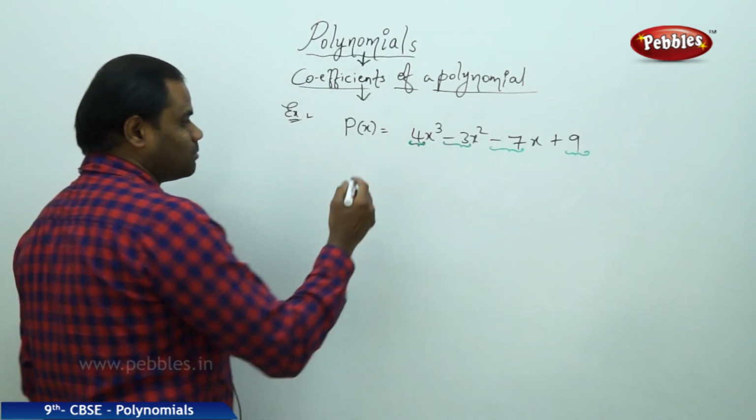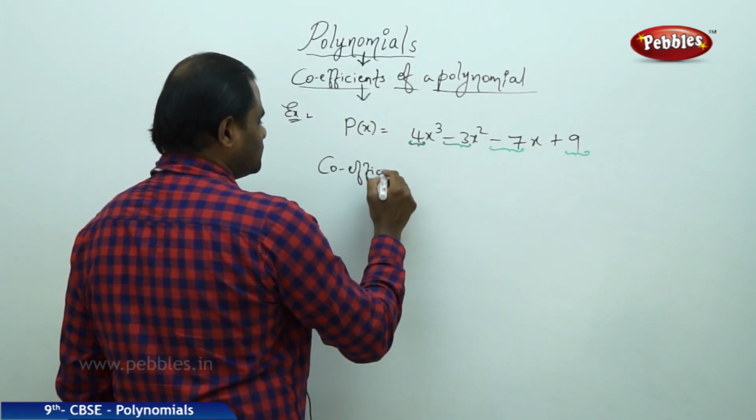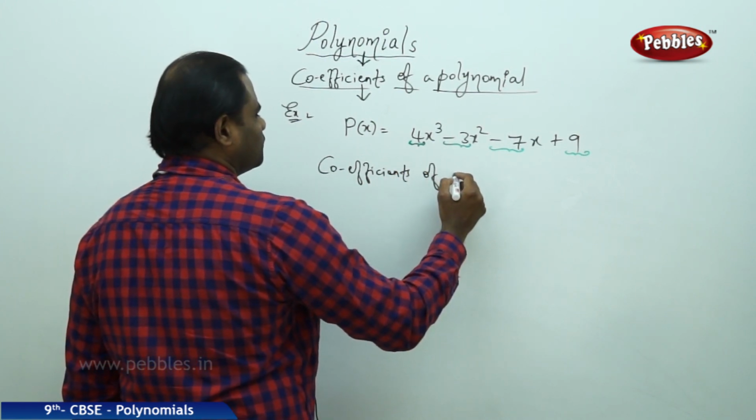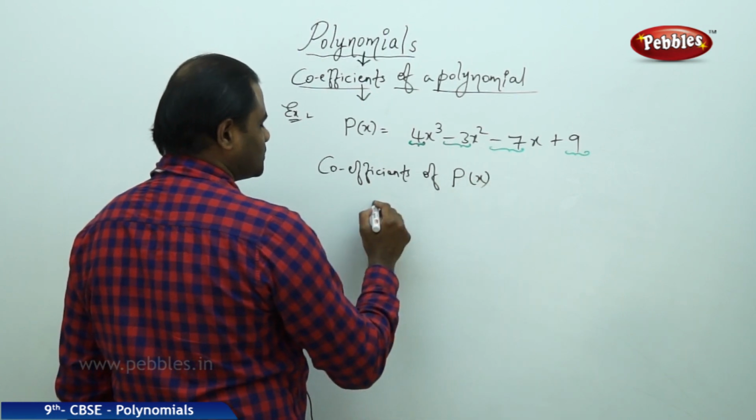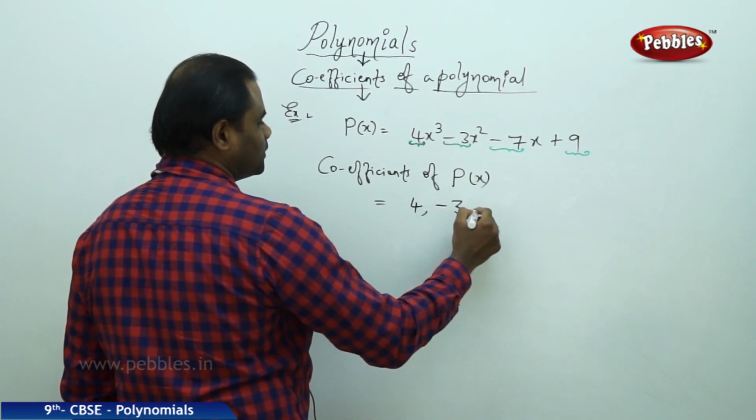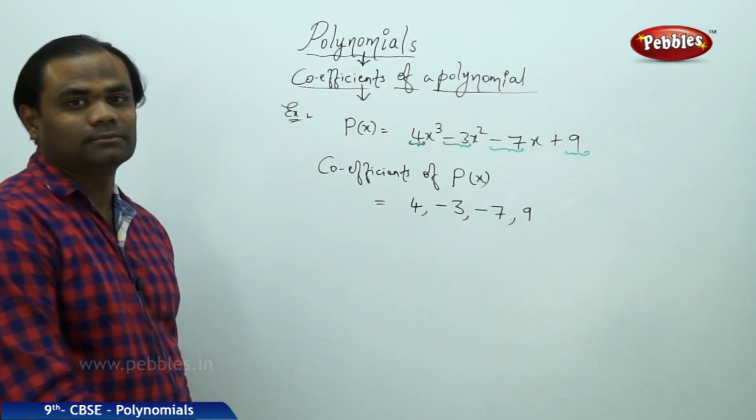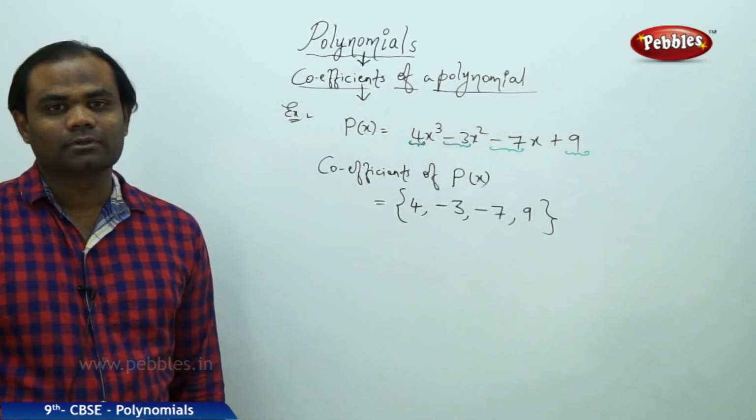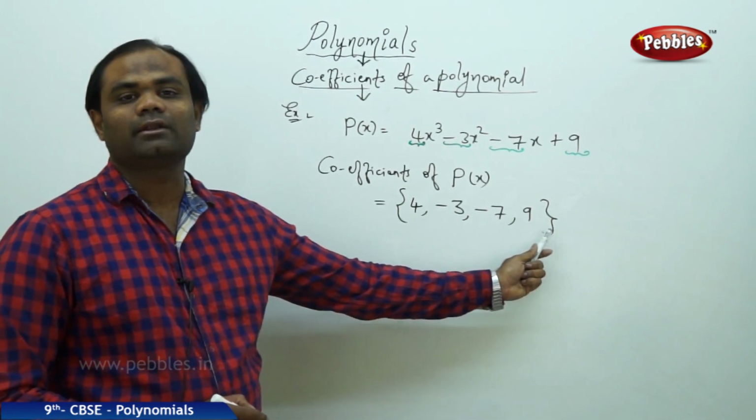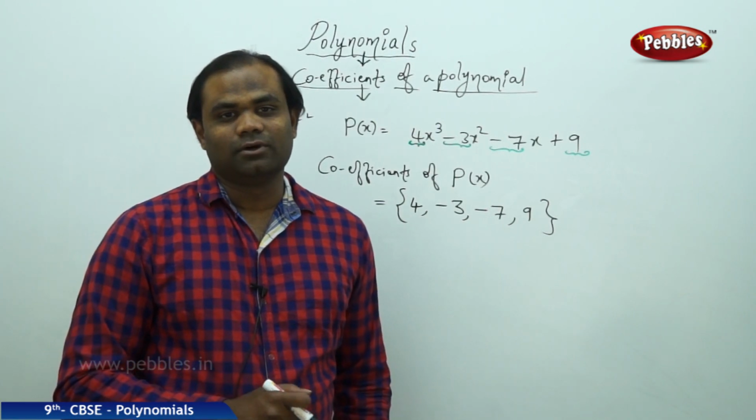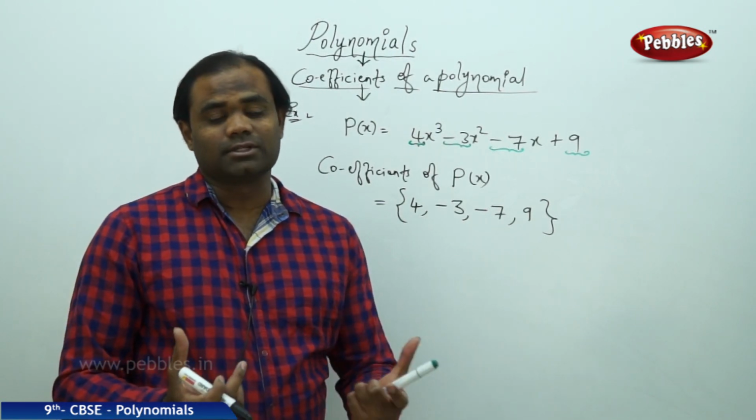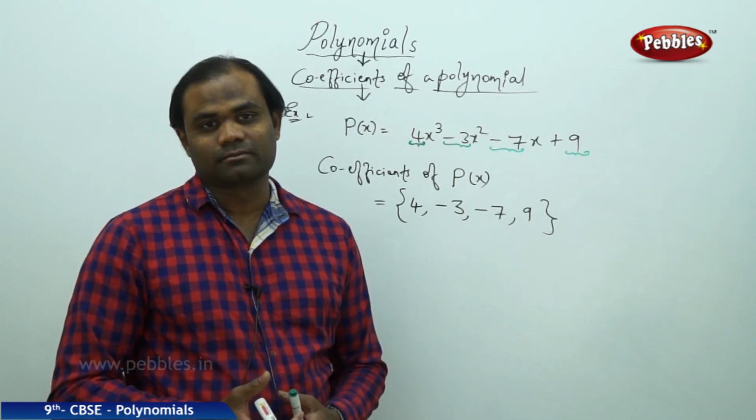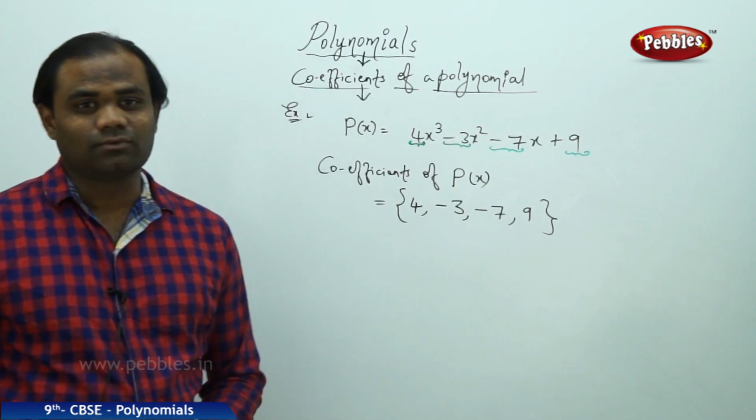Therefore, here in this example problem, I identify that the coefficients of the polynomial P of x are 4, minus 3, minus 7 and 9 is how we identify the coefficients of the given polynomial. The coefficients are 4, minus 3, minus 7 and 9 for this given polynomial. Coefficients are the real numbers, or the real constants attached to the variables, is how we identify the coefficients for a polynomial.